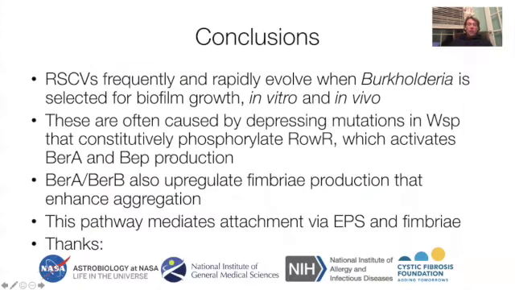So to conclude, RSCVs frequently and rapidly evolve when Burkholderia is selected for biofilm growth, both in vitro and in vivo, during chronic infections of the cystic fibrosis airway. These are often caused by derepressing mutations in WISP that constitutively activate Rho-R, which in turn activates BurA and BEP production. BurA and BurB together also upregulate fimbrial production that enhances aggregation. And this system then has the ability to mediate attachment by EPS and fimbriae, balancing their relative contributions, where different mutations in different parts of the system create different attachment phenotypes.